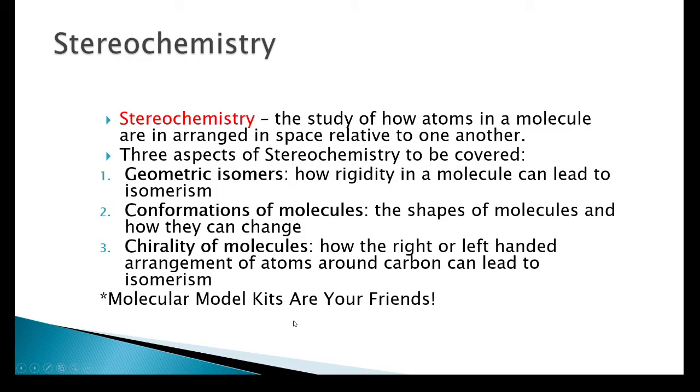So stereochemistry essentially studies how atoms in a molecule are arranged in space relative to one another, meaning how are they bonded to one another, how do they spread out. There are three different topics within stereochemistry that we are going to talk about: geometric isomers, conformation change of molecules, and chirality of molecules.